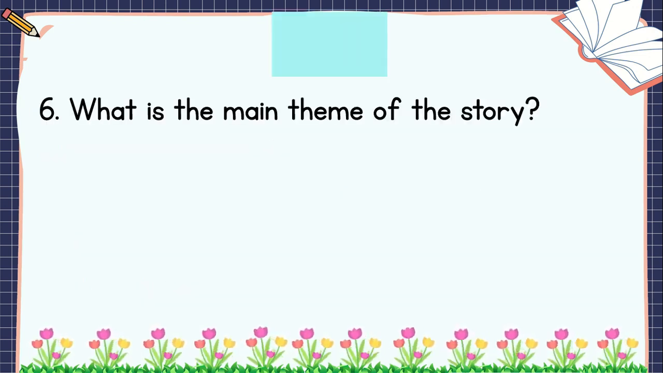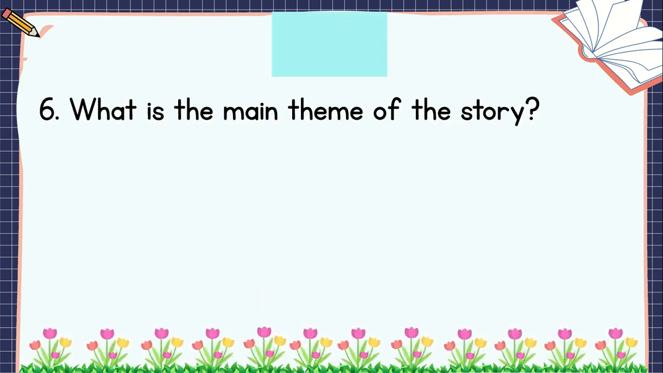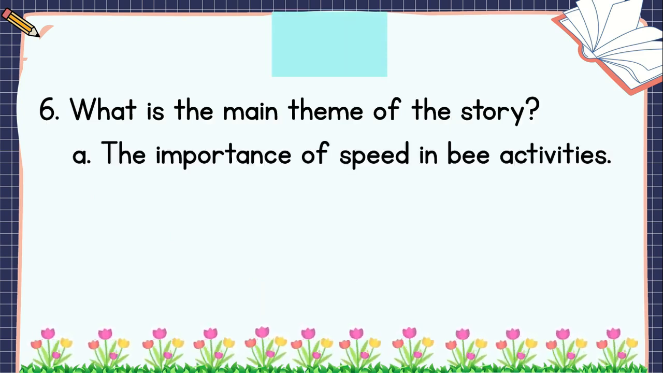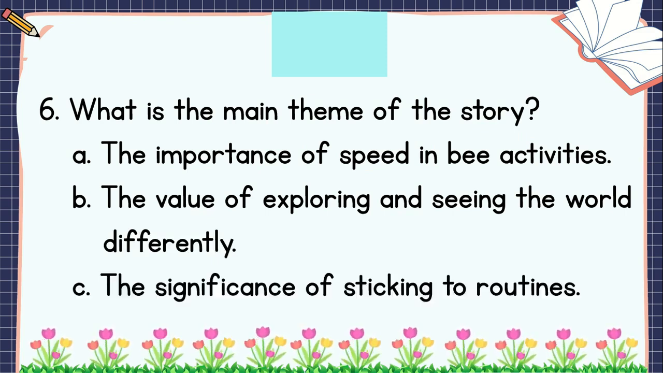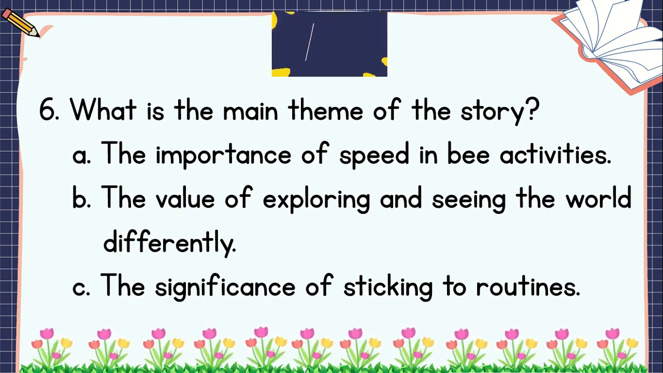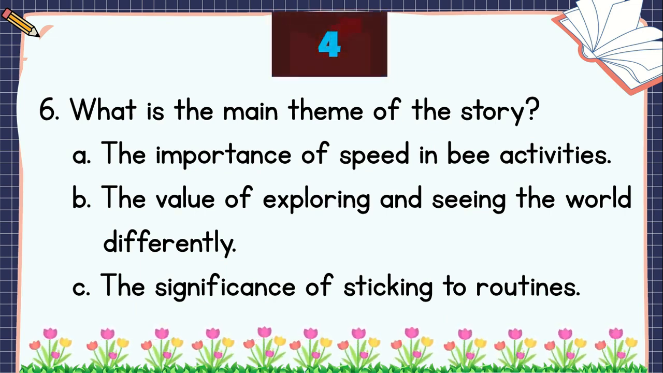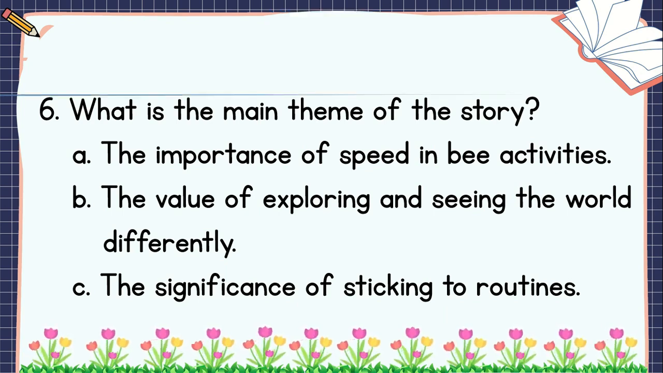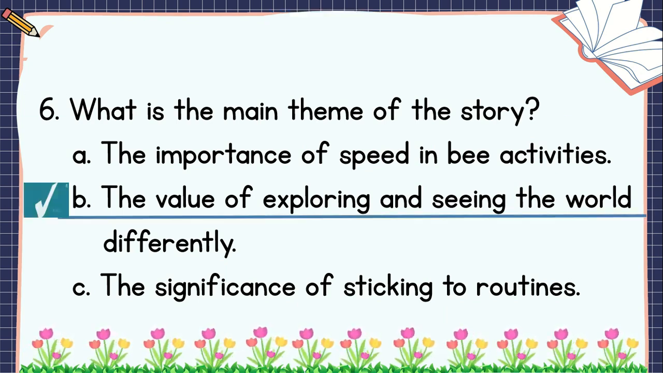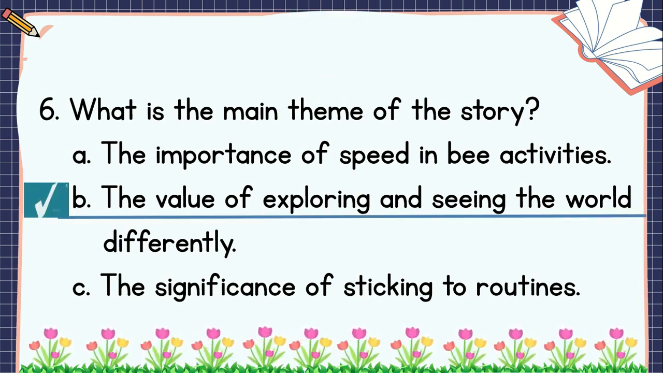Number 6. What is the main theme of the story? A. The importance of speed in bee activities. B. The value of exploring and seeing the world differently. C. The significance of sticking to routines. You're right. The correct answer is letter B, the value of exploring and seeing the world differently.